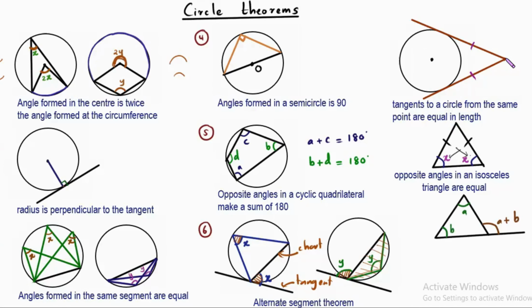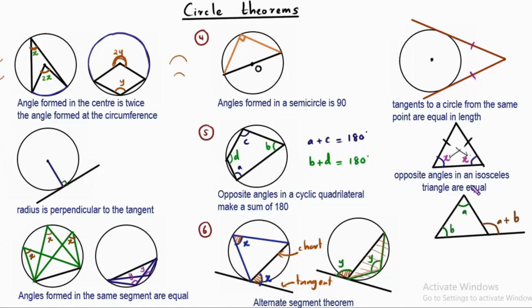So here, from an external point to a circle, if we draw the tangents, they will be equal in length as long as they are from the same external point and they meet the same circle. They will be equal in length.